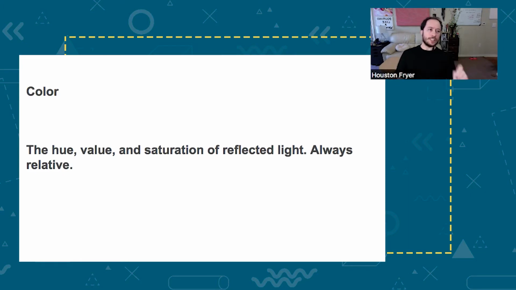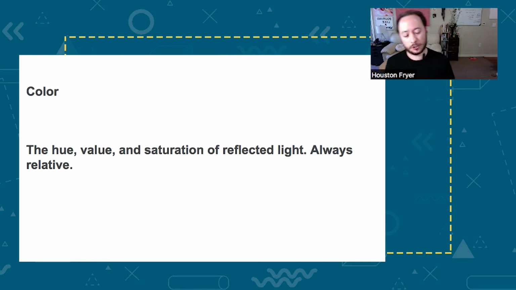Color is the hue, value, and saturation of reflected light. No color is independent of value, and no value is independent of color. So now that we're starting the value lesson, that's why we're starting to talk about color. We can't remove one without the other because it's all a matter of reflected light. I think it's really important to say that the reflection of light is what affords us color and value.